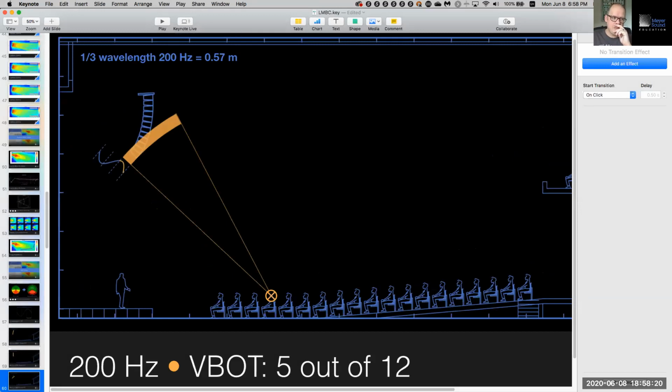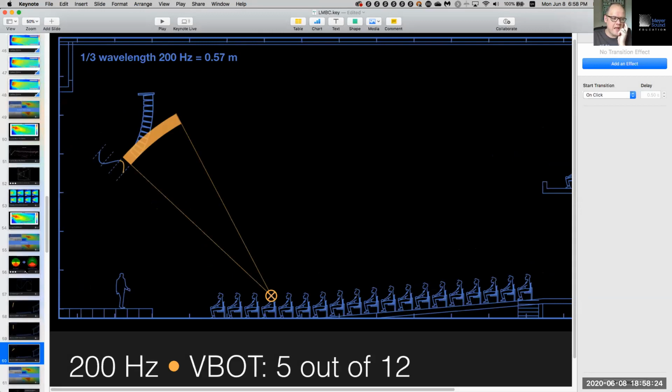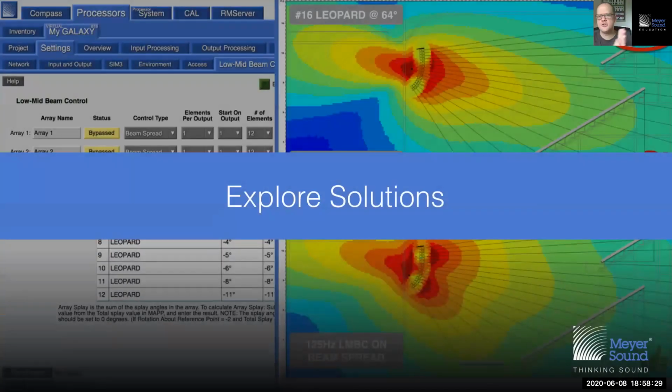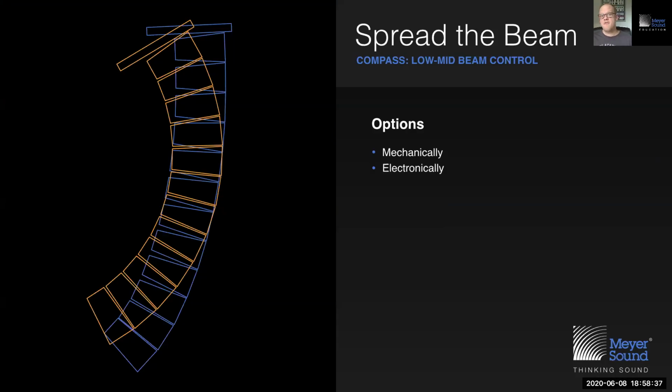Now that we have a better understanding of the problem at hand, we can start thinking about how I can explore solutions. What would be a possibility for me to spread that beam which is currently too narrow? Well, if you would do it mechanically, one way of doing it is deploying the array not in the fashion shown by the blue picture, but in the fashion shown by the orange picture.